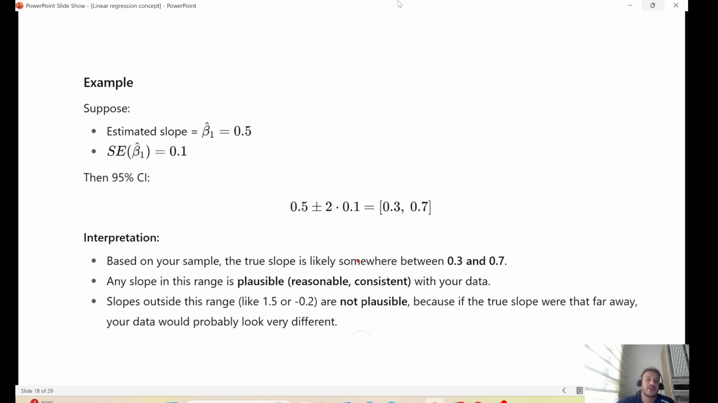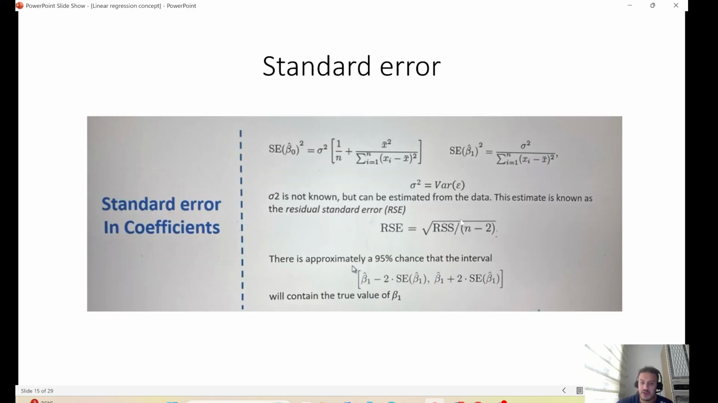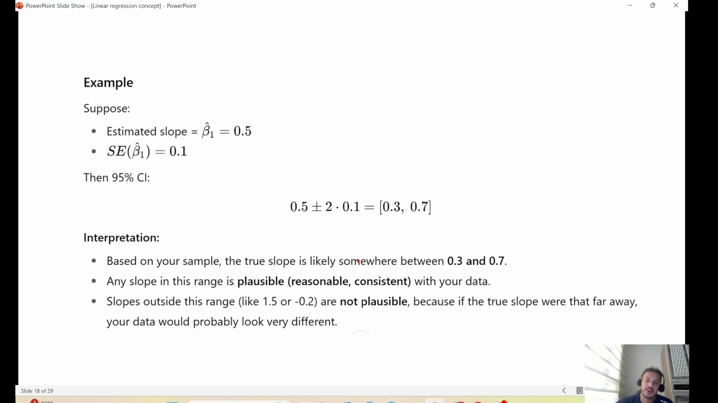As an example, imagine that we have an estimated slope beta 1 equal to 0.5. Our interval is beta 1 plus or minus 2 multiplied by the standard error. You have a minus and you have a plus. This is the interval that you're looking for. So if beta 1 equals 0.5 and the standard error equals 0.1, then 0.1 multiplied by 2 is plus or minus 0.2, so you get this interval.